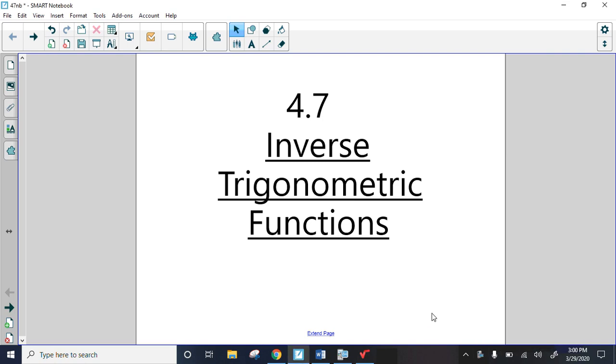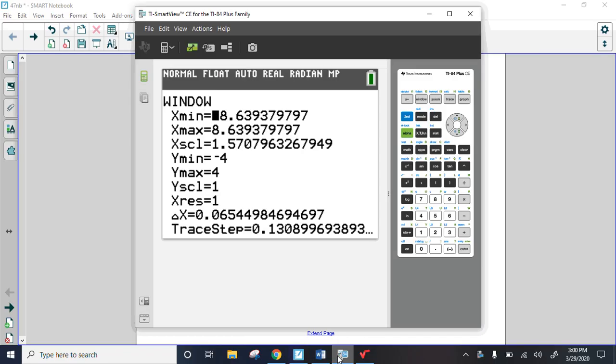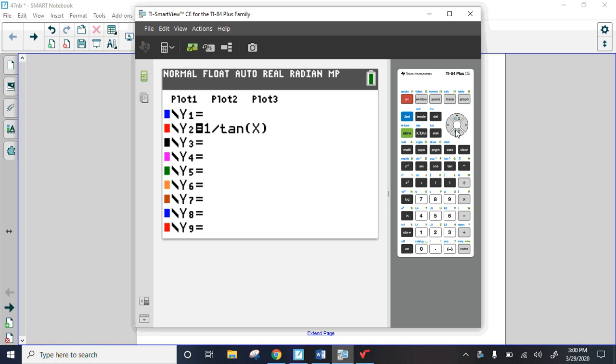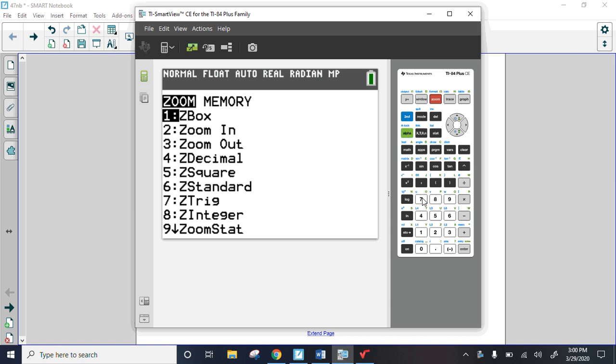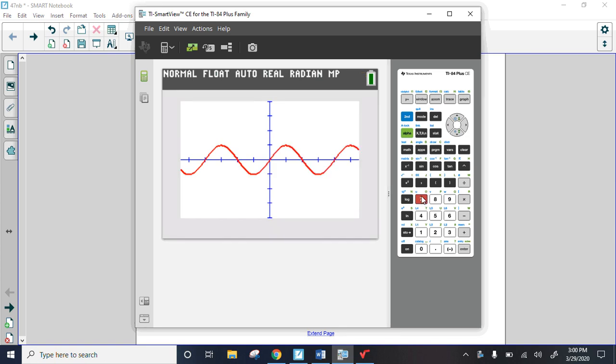Okay, guys, this is going to be the first day of 4.7, and it's inverse trig functions. So the first thing I'm going to do is bring up the calculator, and I'm going to show you a sine function first, just so we can get the background for what we're doing here. Okay, so sine of x, and if I zoom in on it, here's our sine function.